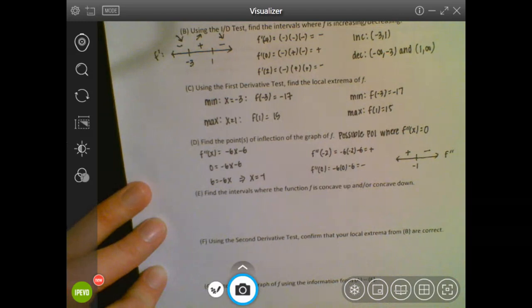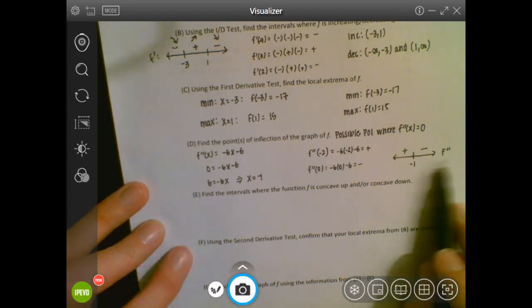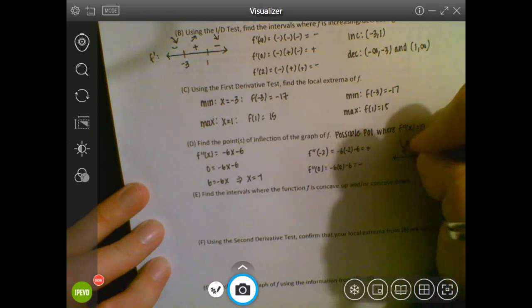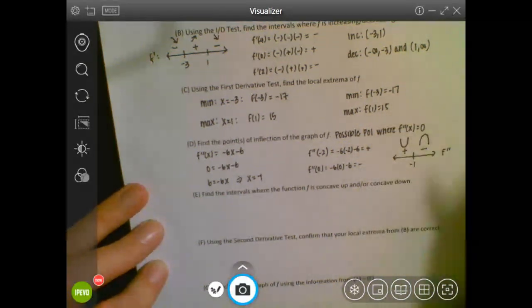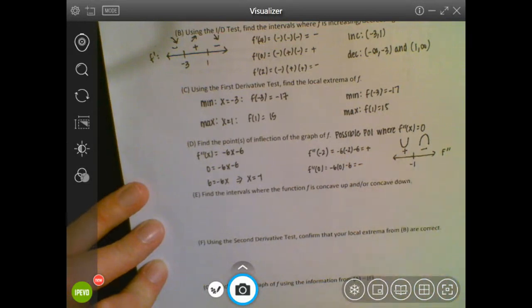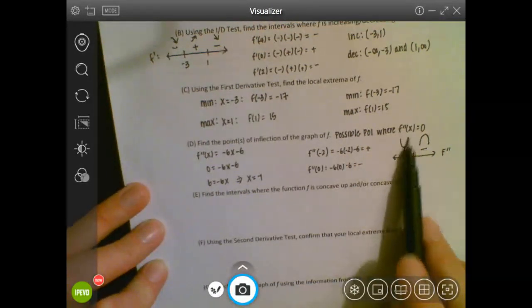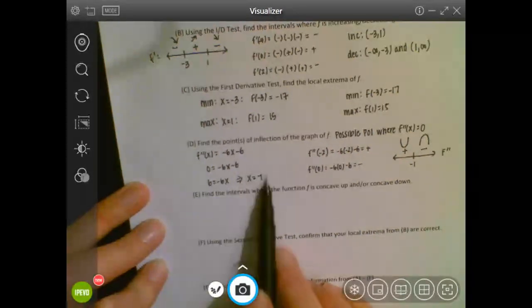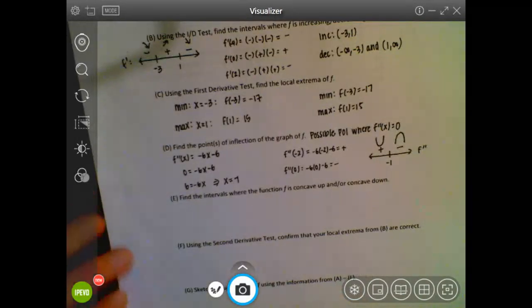So what this is telling us is that our second derivative is going from plus to minus, which means that we are going from concave up to concave down, which means that concavity is changing at this x value. If this was to go from up to up or down to down, concavity wouldn't be changing, and this wouldn't actually be a point of inflection.